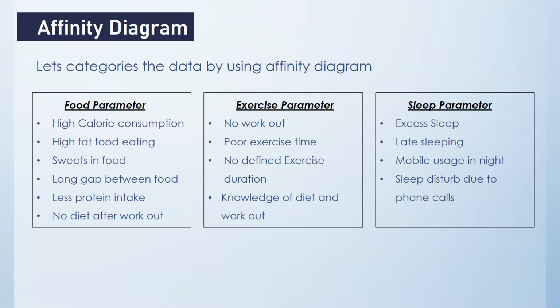Like you can see in food: high calorie consumption, high fat food eating, sweets in food, a long gap between food intake, less protein intake, no diet after workout. These are all the factors he is categorizing under food parameters. In the same way, exercise and sleep also he is categorizing the factors.